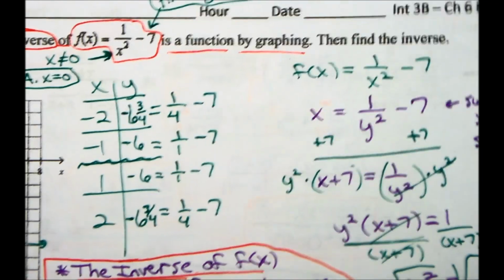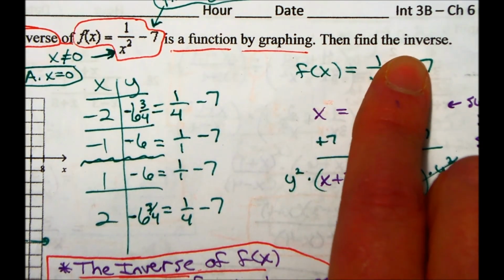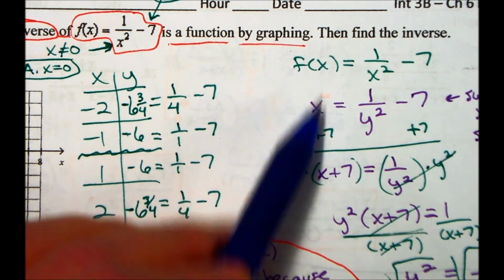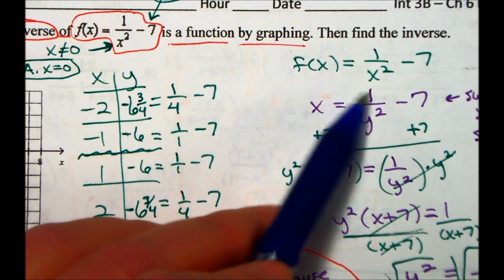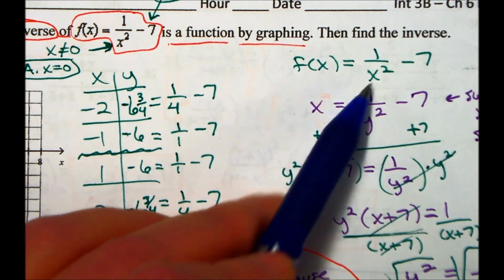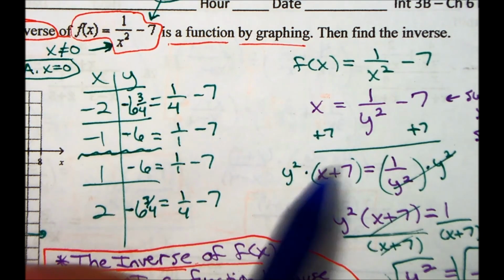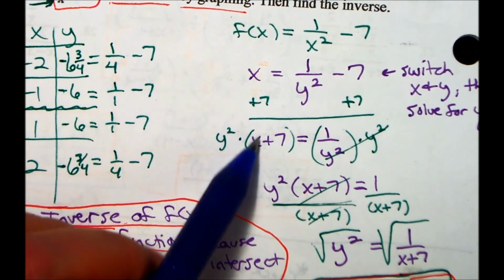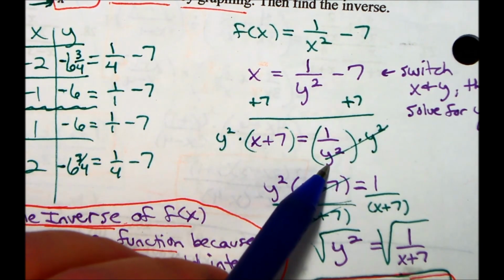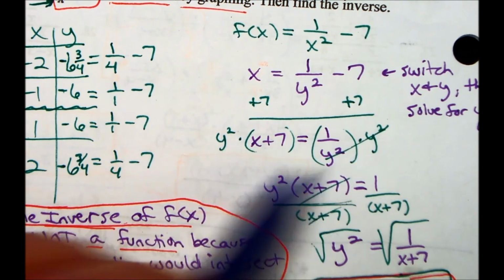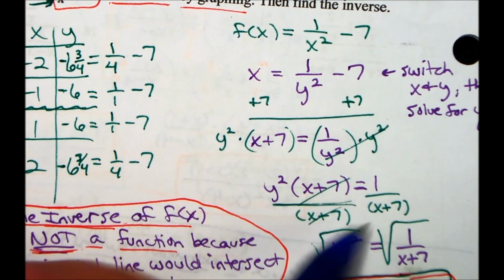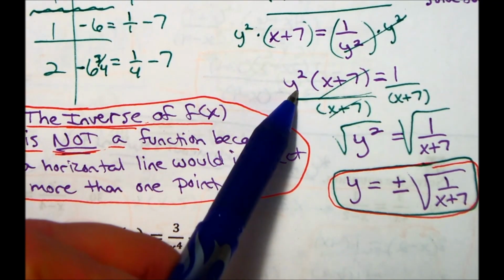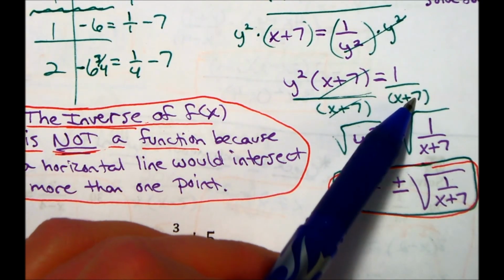Well, if you're asked to find the inverse, your f of x is basically y. So your y becomes x, your x becomes y, but everything else stays the same. Now we need to solve for y. So add 7, which will give you x plus 7, and then multiply by the y squared to get it out of the denominator, and then divide by x plus 7. So at this point we have now y squared equals 1 over x plus 7.